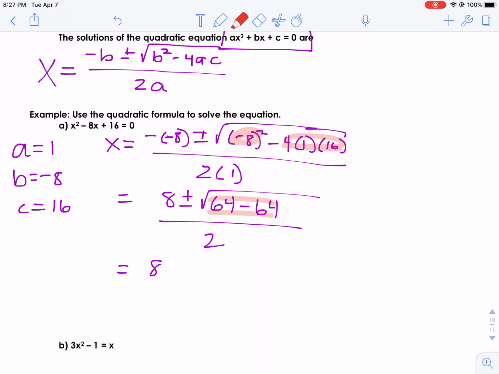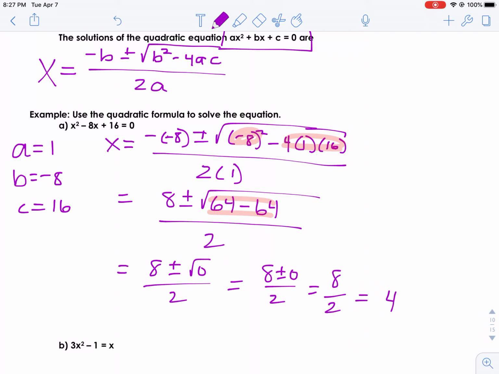Our next step, we can compute that 64 minus 64. So that would be 8 plus or minus the square root of 0, all over 2. Well, the square root of 0 is 0. So this is just 8 plus or minus 0 over 2. It doesn't matter if we do 8 plus 0 or 8 minus 0, we get 8 regardless. So we have 8 over 2, which is 4. So this equation has one solution, and that solution is x is 4.